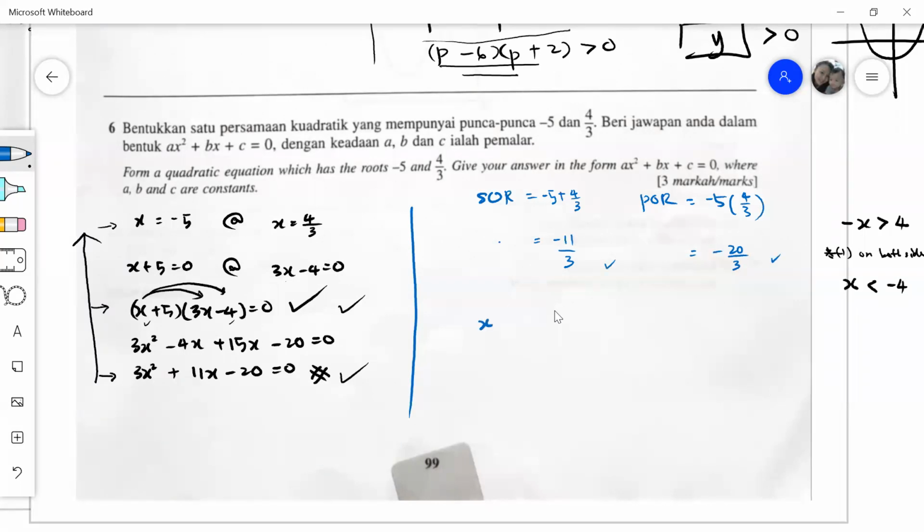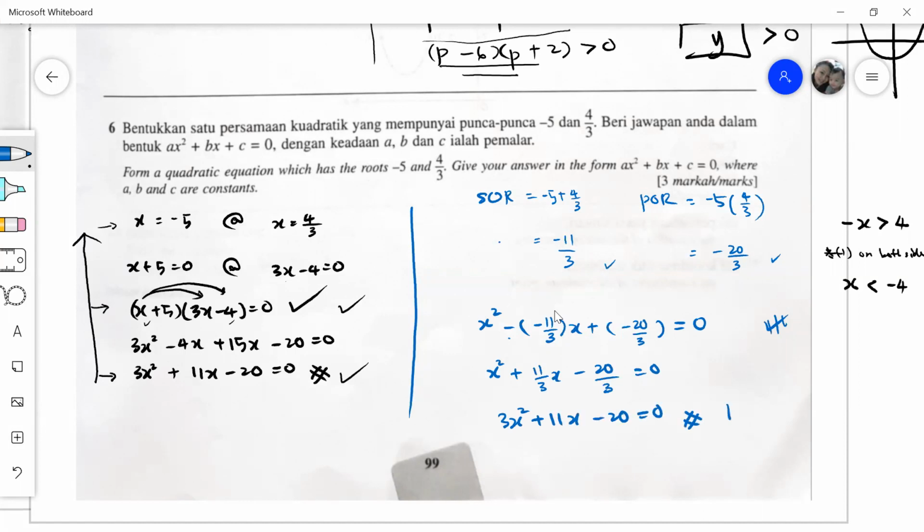And then x squared minus sum of roots x plus product of roots equals 0. Then only you get another mark. Not yet. This one no marks yet. So put in your sum of roots, always minus, so -11/3. The product of roots -20/3. Now we will have x squared plus 11/3 x minus 20/3 equals 0. Multiply both sides by 3. So we will have 3x squared plus 11x minus 20 equals 0.